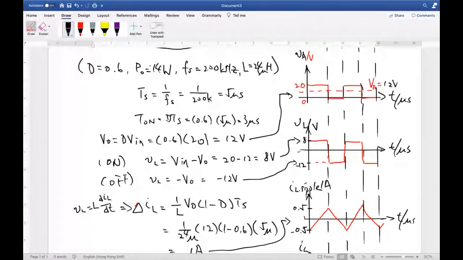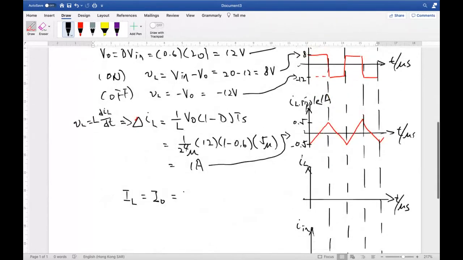And I naught here, actually, we need to check. Okay, so P naught is given here, and we have the V naught, so we can use this very simple relationship and substitute the given parameters, and this one we just calculate here. Okay, so we have this. So we put it here. It is the average current, and this is the dashed line, and then we can draw IL now.